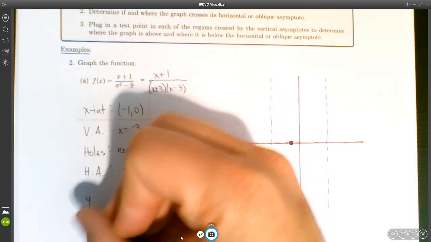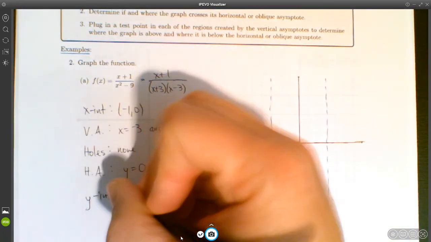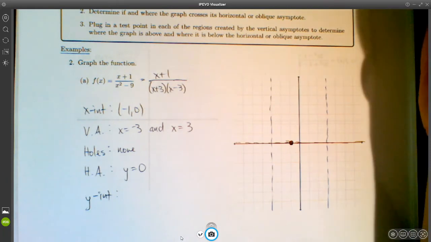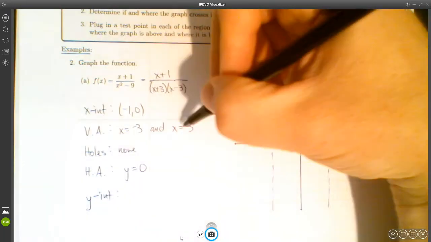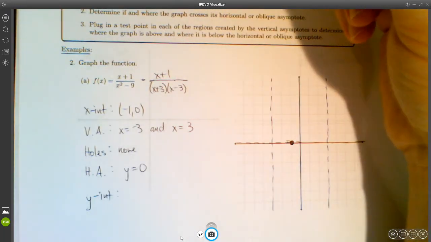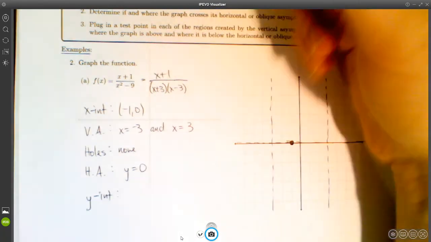Maybe a y-intercept might be nice. Y-intercepts, you don't always have them. I mean, if you had a vertical asymptote at 0, then you wouldn't have a y-intercept. But in this case, we don't have a vertical asymptote at 0, which means we must have a y-intercept somewhere. You find your y-intercept, of course, by plugging in 0 for x.